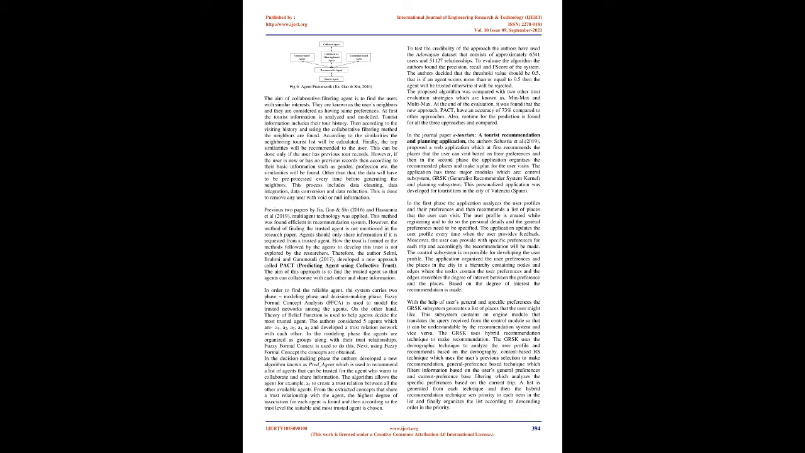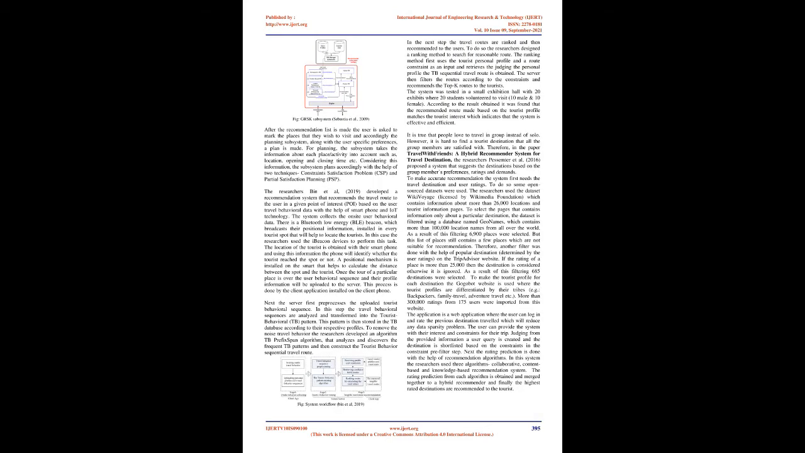In the journal paper E-Tourism, a tourist recommendation and planning application, the authors Sebastia et al., 2019, proposed a web application which at first recommends the places that the user can visit based on their preferences, and then in the second phase the application organizes the recommended places and makes a plan for the user visits. The application has three major modules, which are Control Subsystem, GRSK, Generalist Recommender System Kernel, and Planning Subsystem. This personalized application was developed for tourist tours in the city of Valencia, Spain.